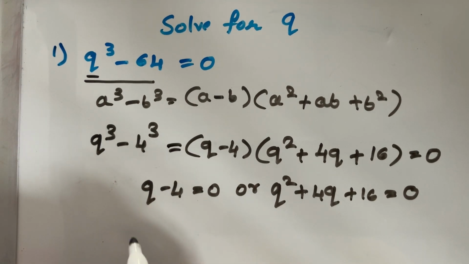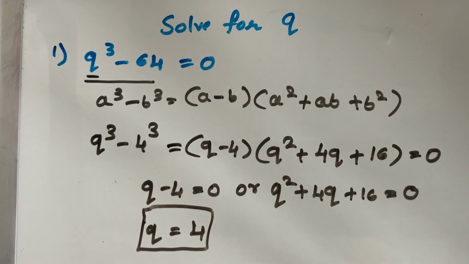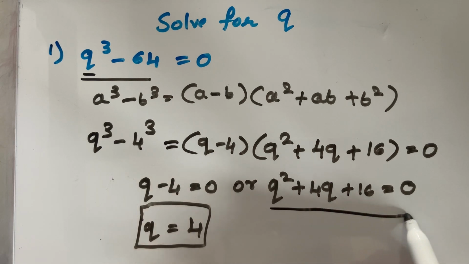Q minus 4 is equal to 0 gives q is equal to 4. One value is 4. And we have two more values for q. For that, we have to use this equation.